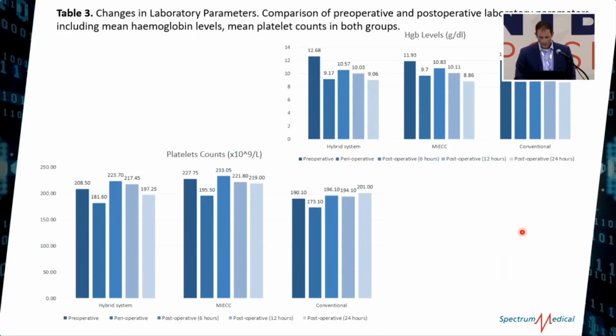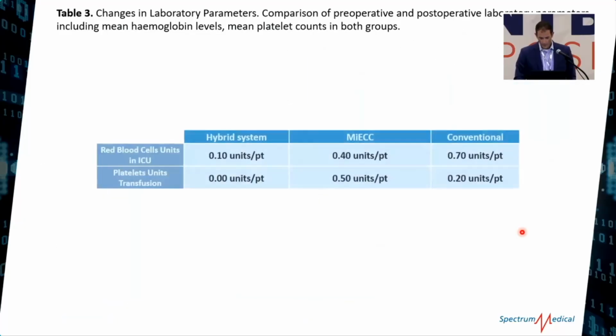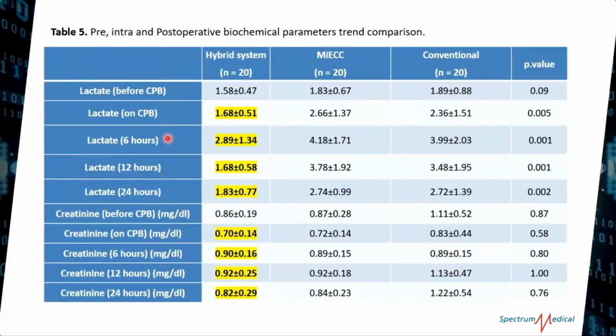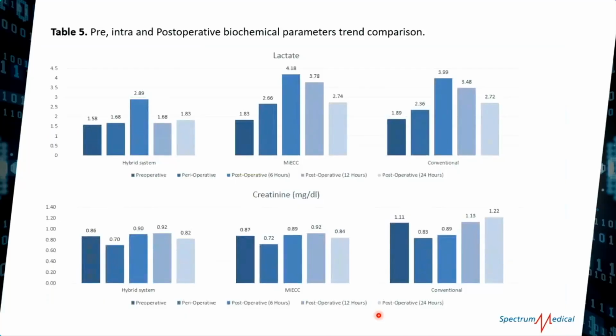But one of the things we found, comparing the three systems, and I'm focused mostly on conventional: with the hybrid system, there seemed to be significantly less red blood cell transfusions in the ICU, as well as platelet transfusions, when compared to conventional. Looking at lactates on bypass, 6 hours, 12 hours, and 24 hours, there was a significant reduction compared to conventional, as well as creatinine levels. I have a graph here to show that.